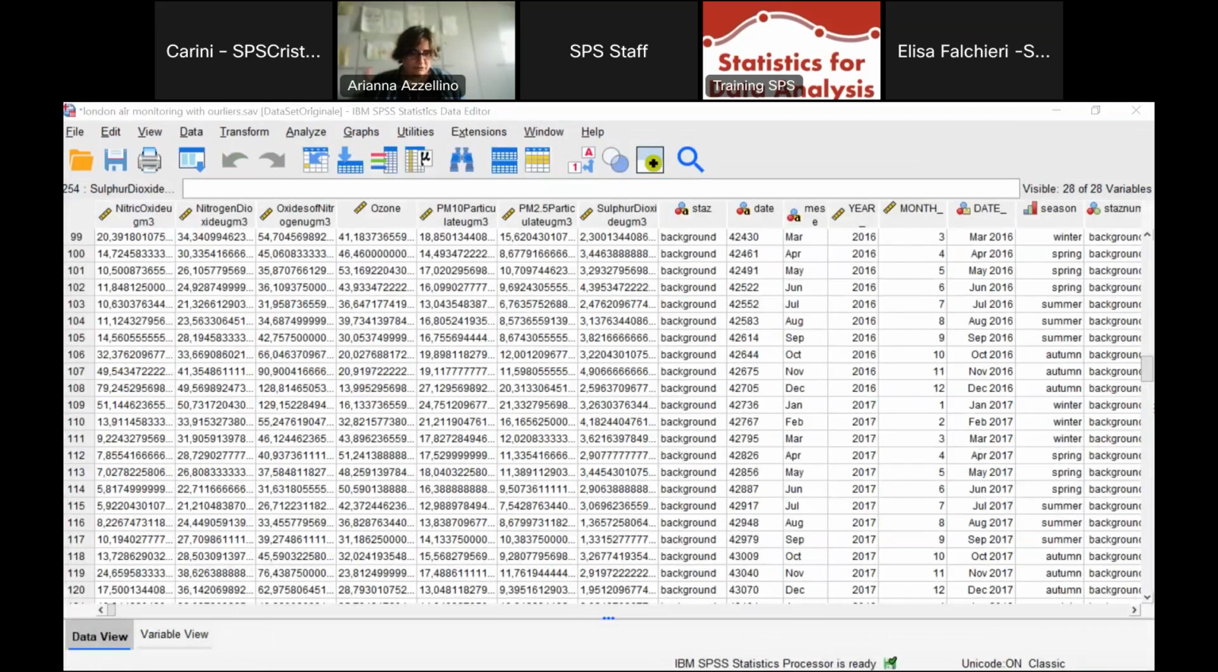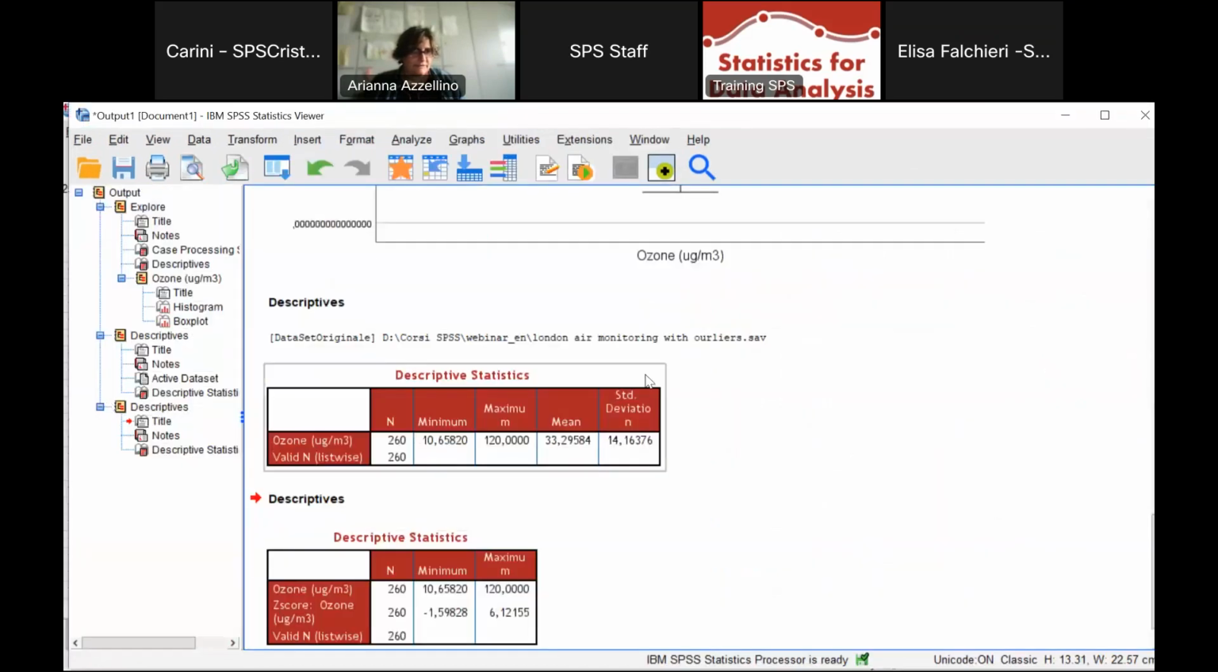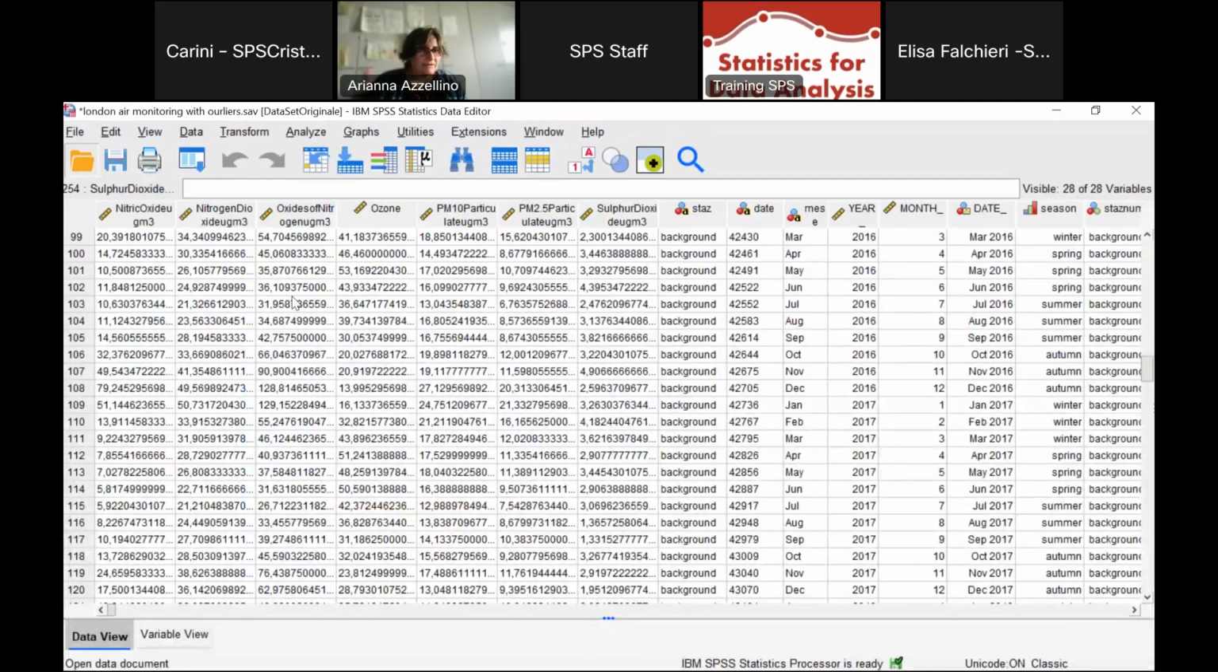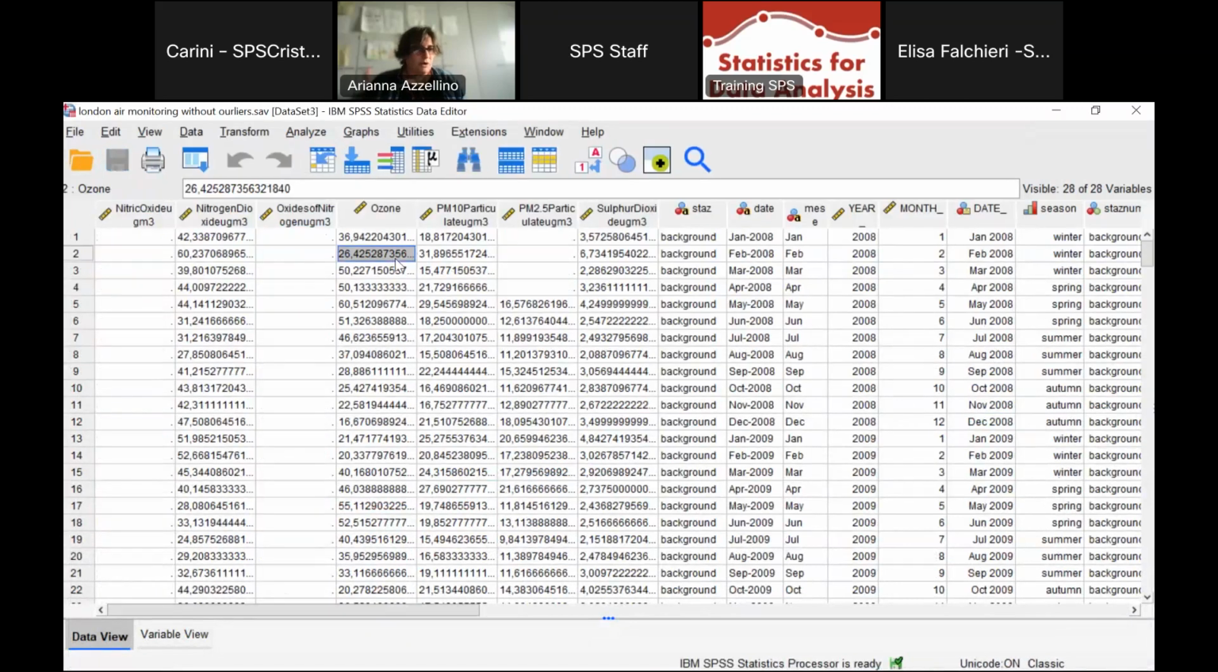Again, if I go to the output, I can see that some analyses were done within the add-on procedure. Particularly, I have a very concentrated table of statistics. And also, if I open the file that has been created, I have the new clean file with no outliers.